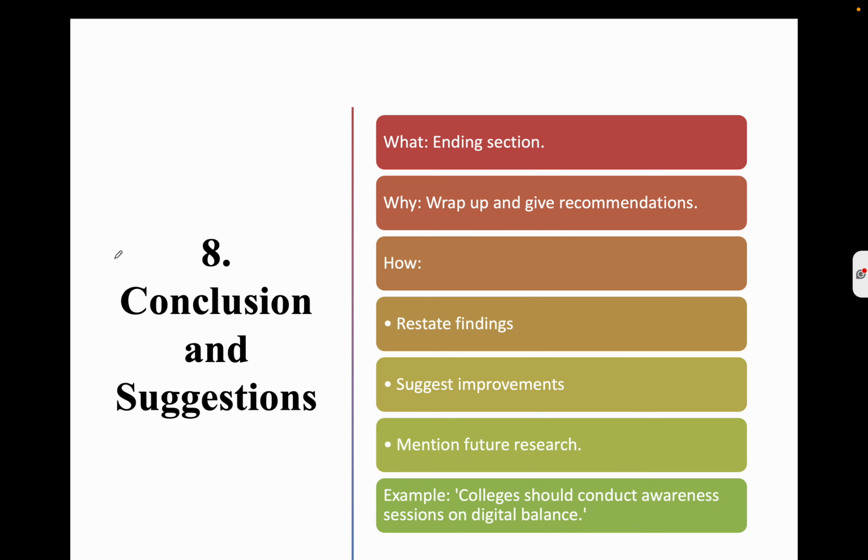Now conclusion and suggestion. This is the ending, what you conclude and what you recommend. Let me give you an example. This study concluded that social media affects concentration and academic results. This is the conclusion. Now, a suggestion can be that the college organize workshops on digital balance and time management. So you have concluded as well as given the suggestion also.